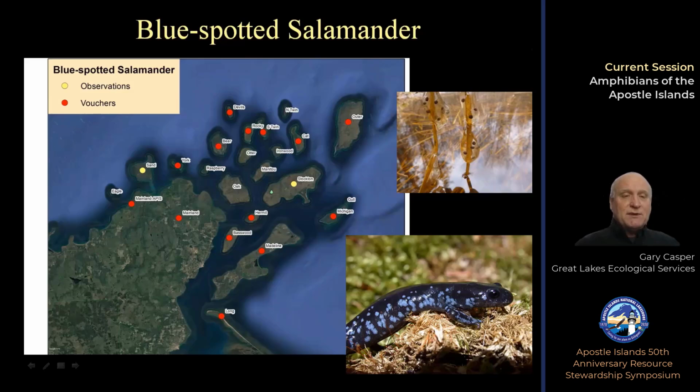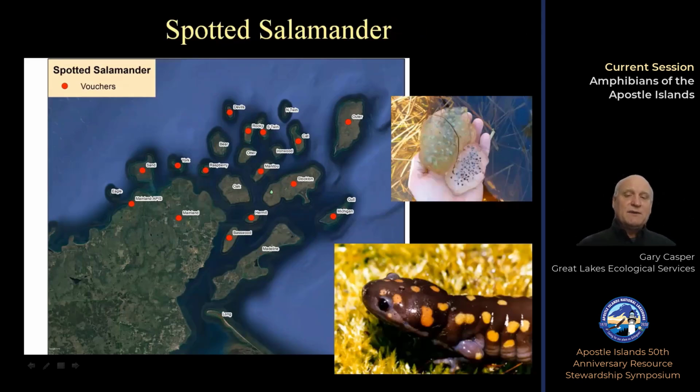So on all these maps, you're going to see red dots, which are vouchered records that we're absolutely sure of, and then observational reports, which may or may not be correct. A similar species is the spotted salamander, breeding in the same habitat, a little better documented, probably because its eggs are much larger and easier to find.